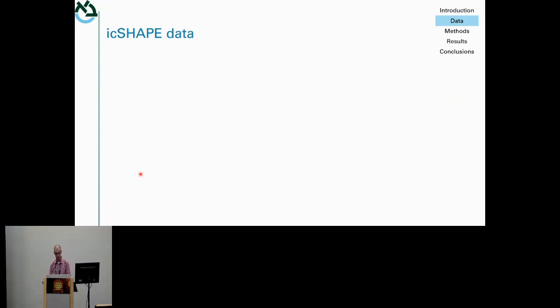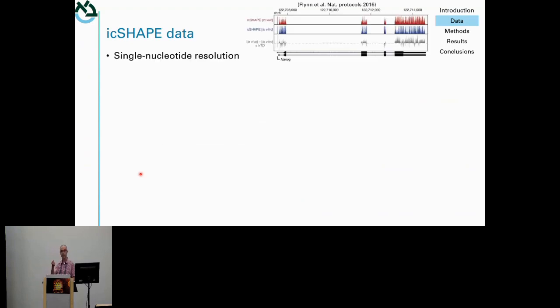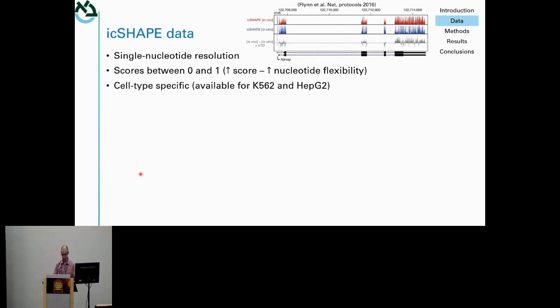Now moving on to other data that we used, icSHAPE data. icSHAPE is an experiment that gives us, in single nucleotide resolution, the structure of a nucleotide across the transcriptome. Now it's not exactly the structure; it outputs a score between 0 and 1 which correlates with the flexibility of the nucleotide. And flexibility is anti-correlated, or negatively correlated, with base pairing. So if the nucleotide is flexible, it's likely to be unpaired. So this is an experimentally measured structure.